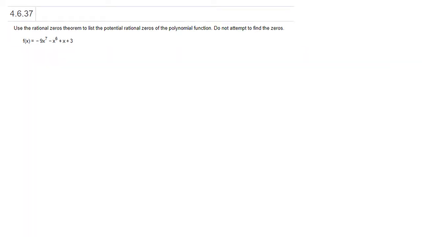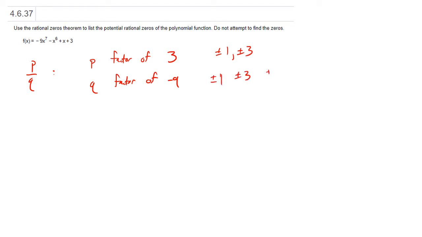Okay, moving on. Same problem, use the rational zeros theorem to list the potential rational zeros. This is a polynomial of degree 7. The coefficients are -9, -1, +1, and 3. Those are all integers, so the rational roots theorem applies. So for any rational root of the form p over q, p must be a factor of the constant term, which is 3, and q must be a factor of the leading coefficient, which is -9. So I can have ±1 and ±3 over ±1, ±3, and ±9.